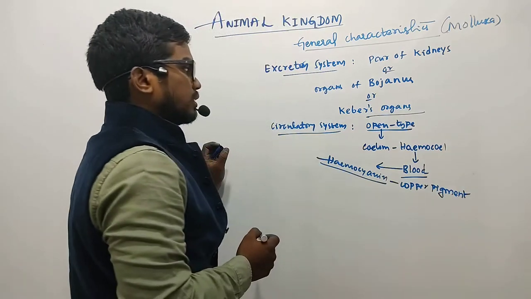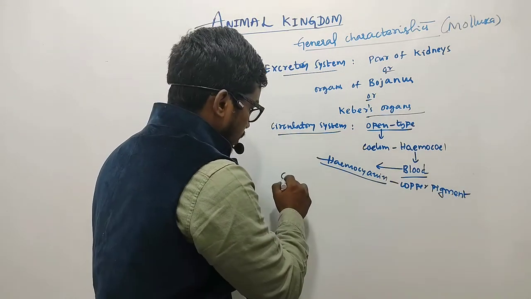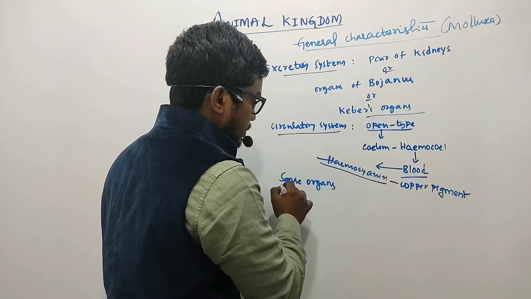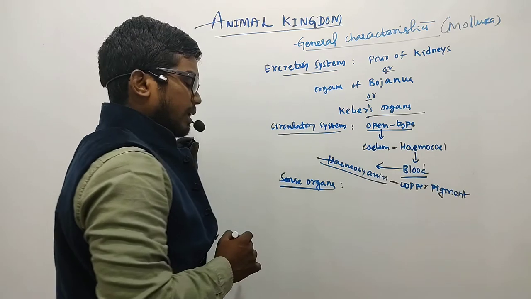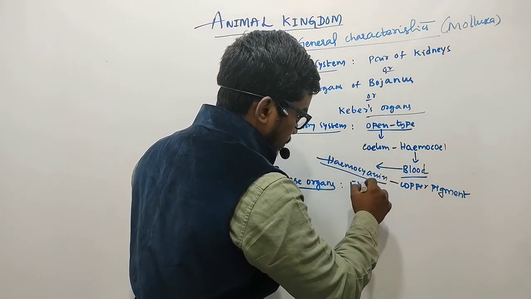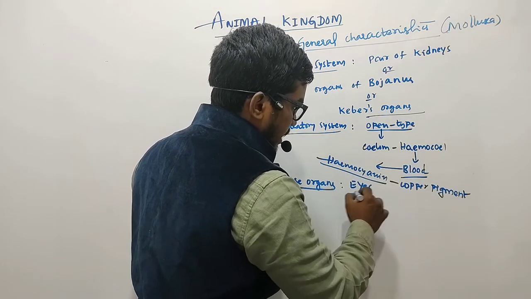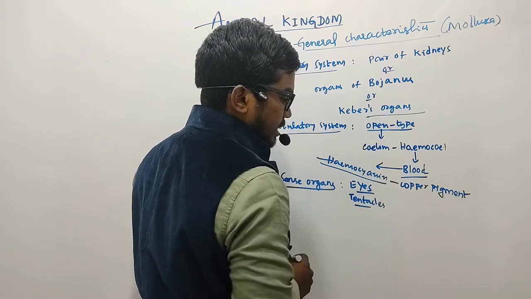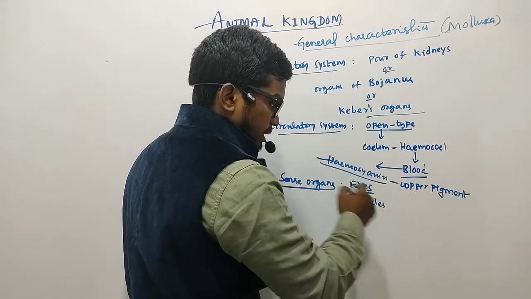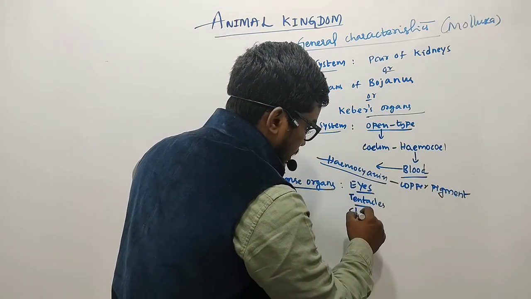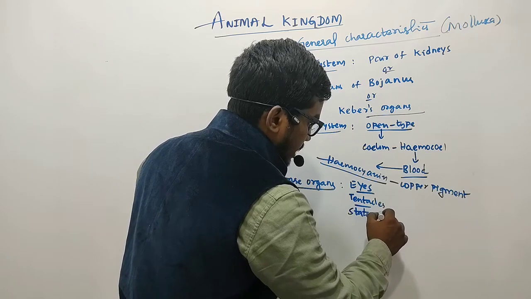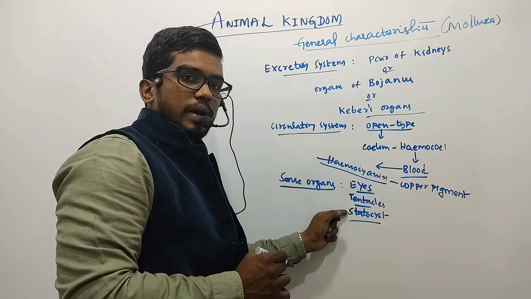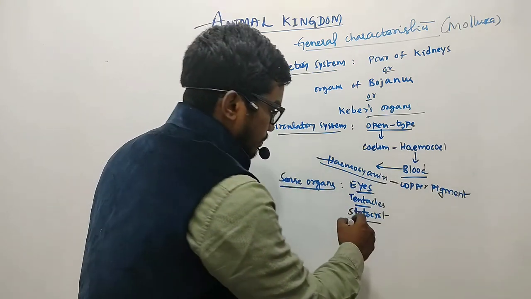Alright, so this is the circulatory system. Moving on to the sense organs, which can be seen with respect to this invertebrate phylum, they have eyes. To go with eyes, they have tentacles. They are the important sensory organs, we all know. Other than this, they also possess statocyst. When I say statocyst, they help in maintenance of body balance or body equilibrium.